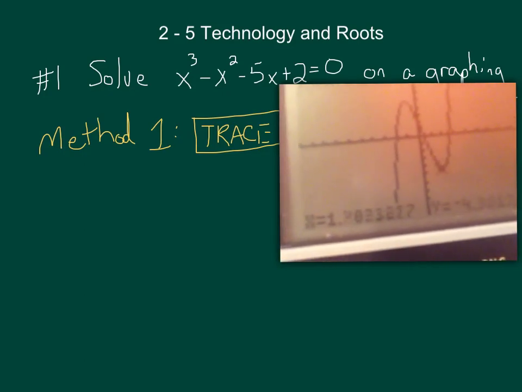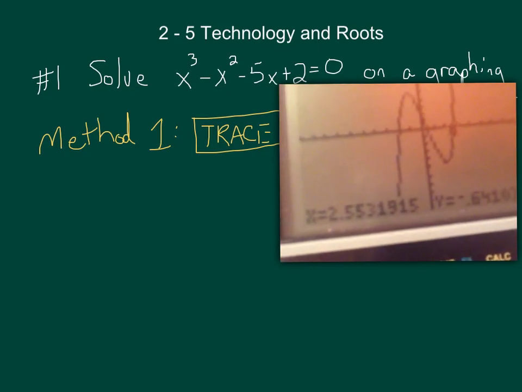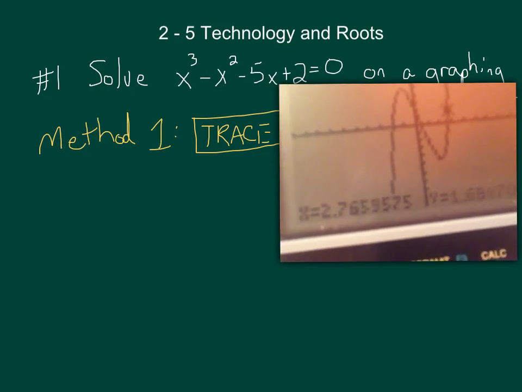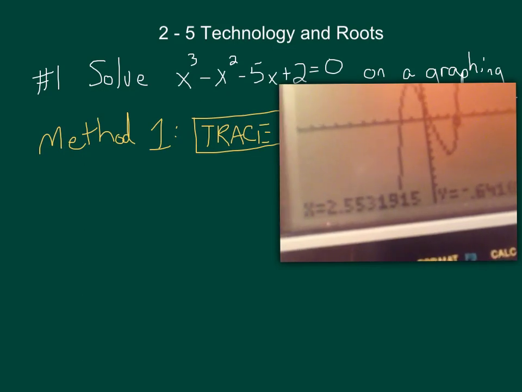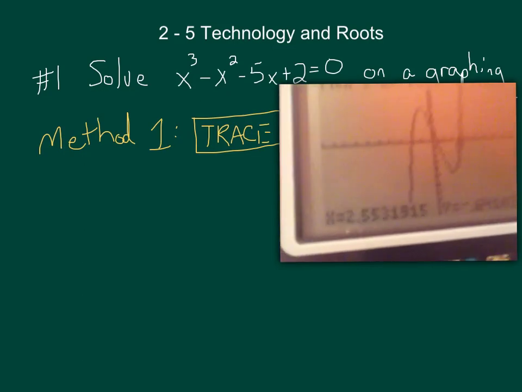And then finally this zero. This is not an exact science obviously. It's between 2.55 and 2.7. I'm going to say it's right around 2.6 or so.